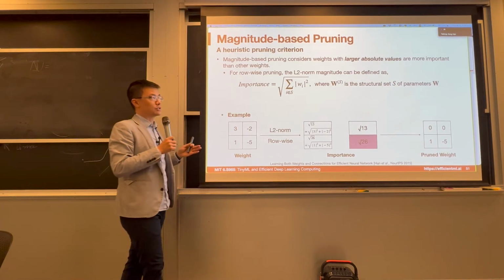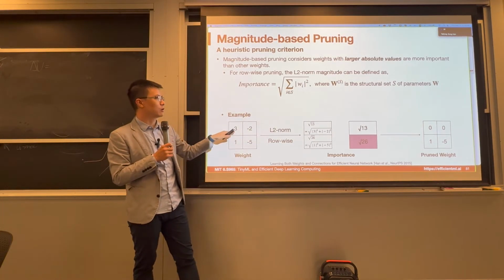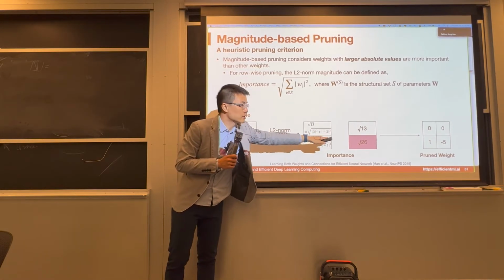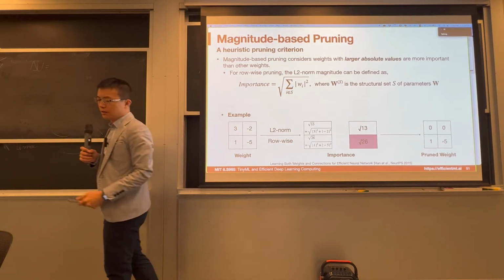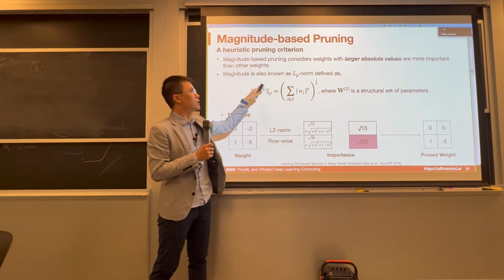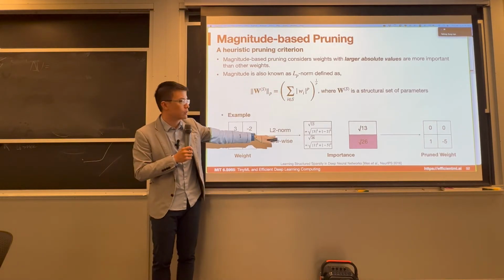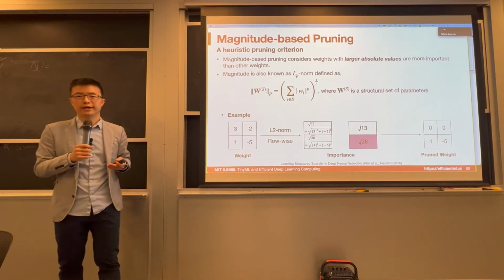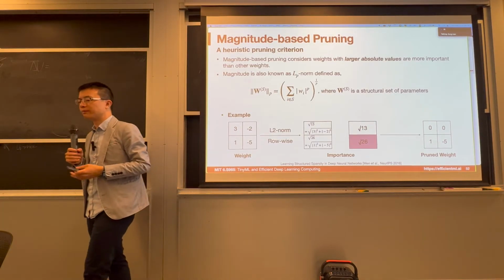There are other heuristics. For example, we can also use the L2 norm, which is in this format. So we can calculate the L2 norm for the first row, L2 norm for the second row, and then compare them. You keep the largest one, prune the smallest one. And to be more general, we can calculate the LP norm, which is defined in this equation. We can calculate different LP norms. Usually, L1 norm and L2 norms are the most popular criteria when we are doing magnitude-based pruning.